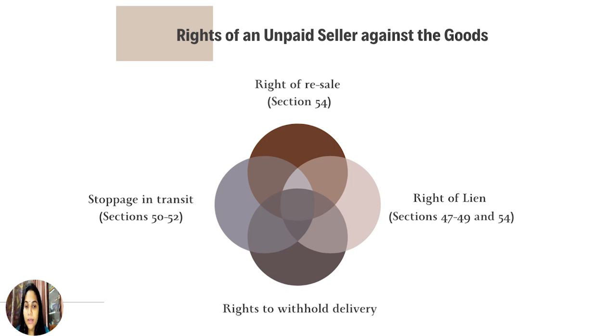Last one is the right to withhold delivery. What is that? If the property in the goods has passed, the unpaid seller has the right to withhold the delivery. When can he withhold the delivery? When there is non-payment of price. So these are the rights which are available to the unpaid seller against the goods.